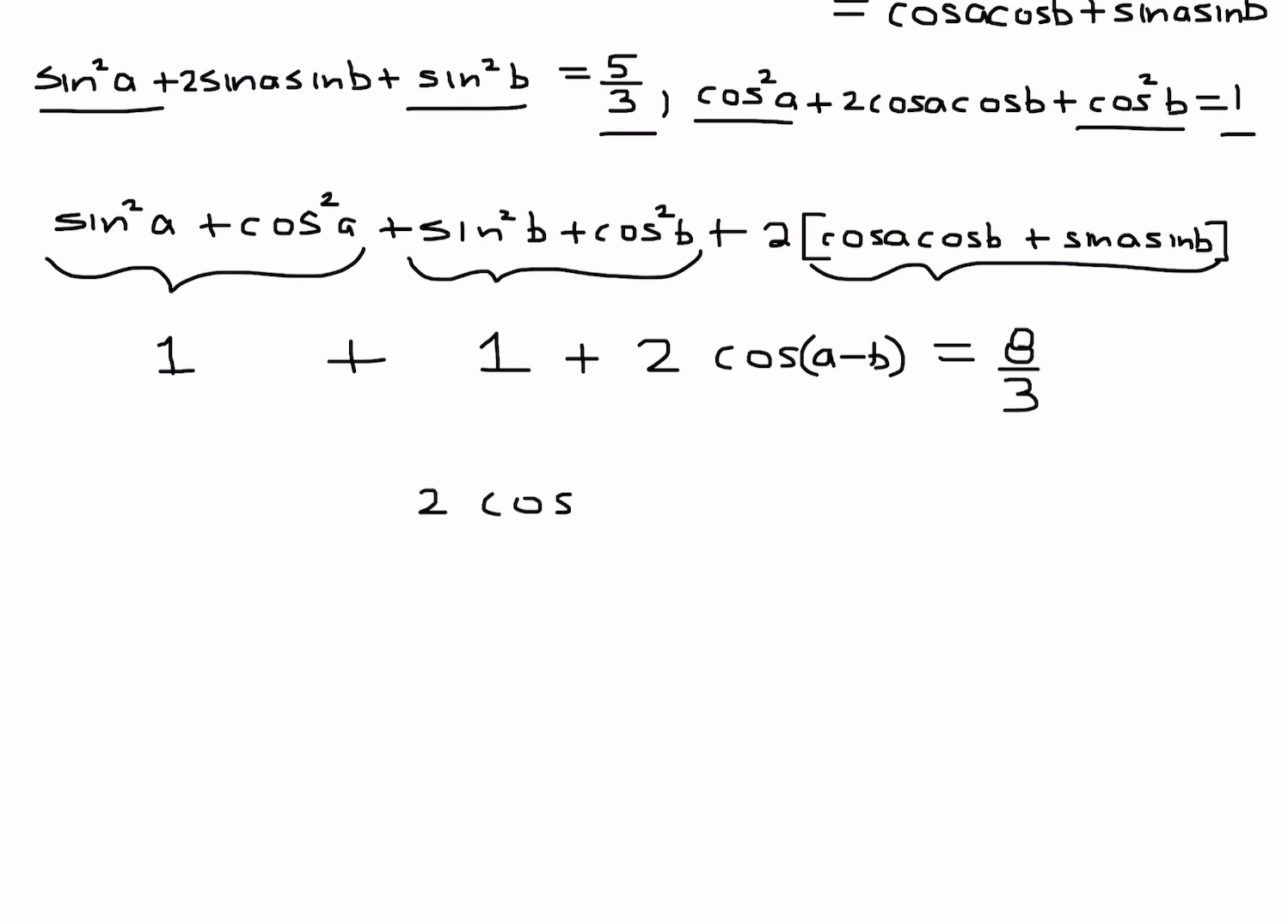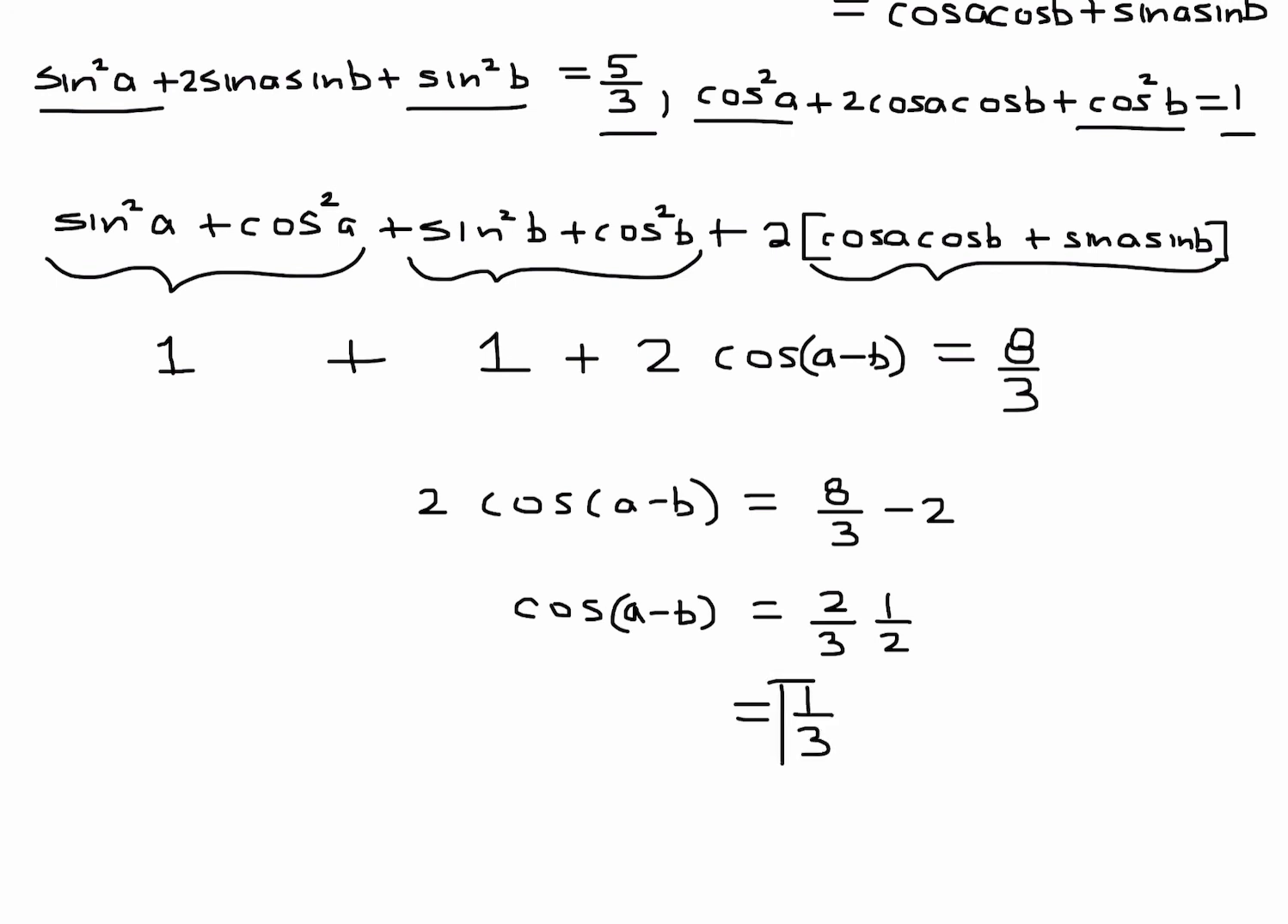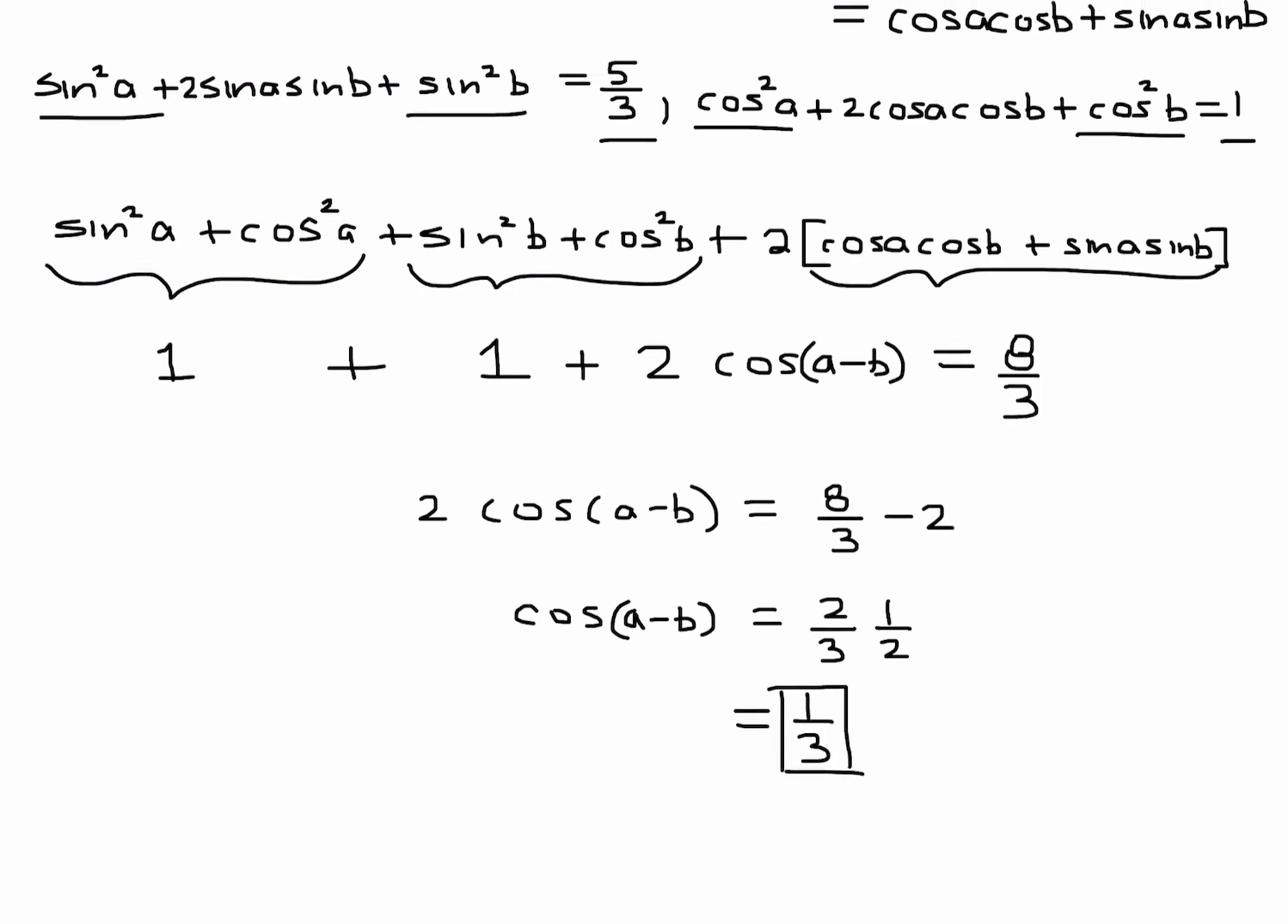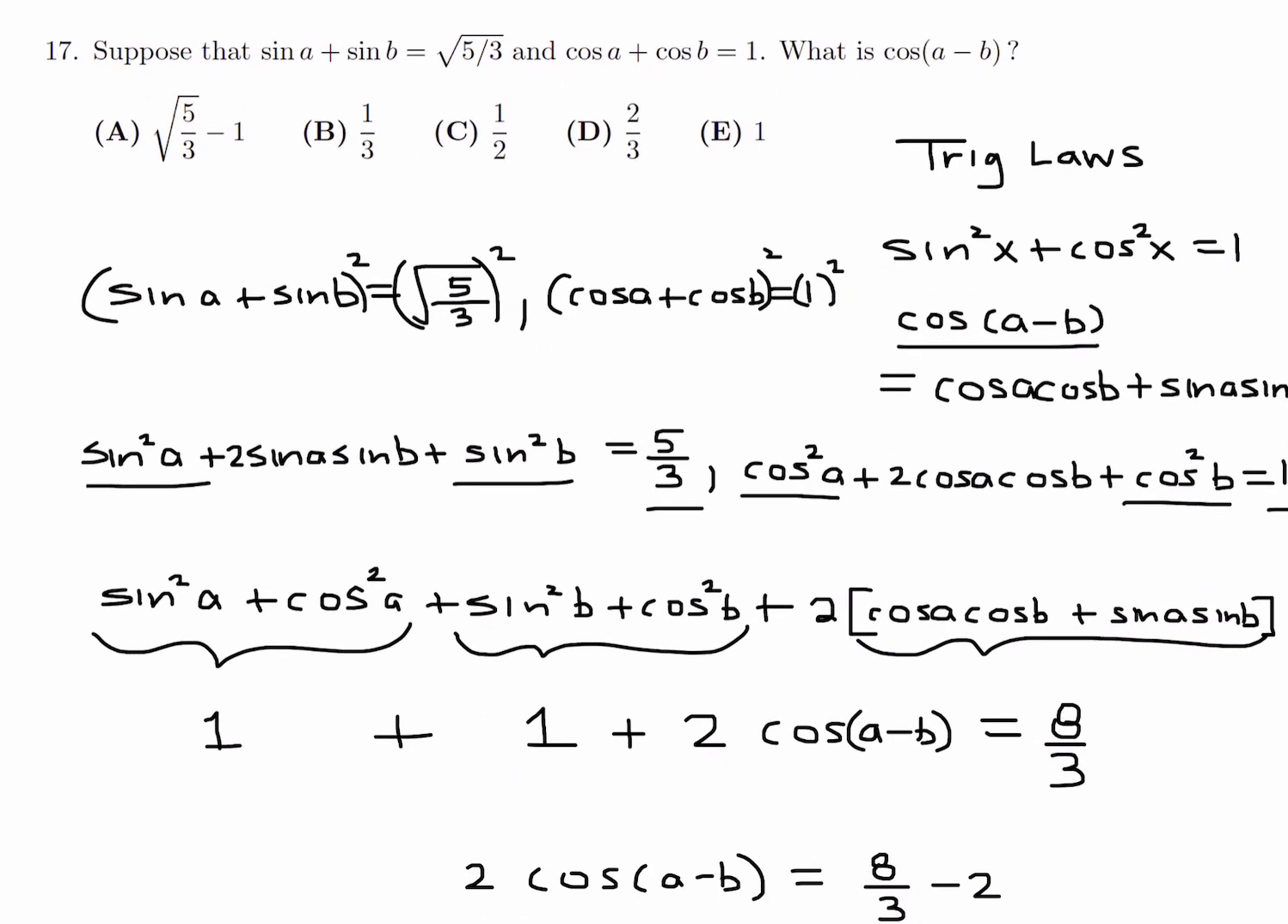So I have 2 cos of A minus B is equal to 8 over 3 minus 2, like that. And that is just 2 over 3. And then if I bring the 2, it becomes like that. And then that becomes just cos of A minus B. And that's just 1/3. So there you go. Have a couple of trig laws to help us get the right answer. Number 17 is therefore B.